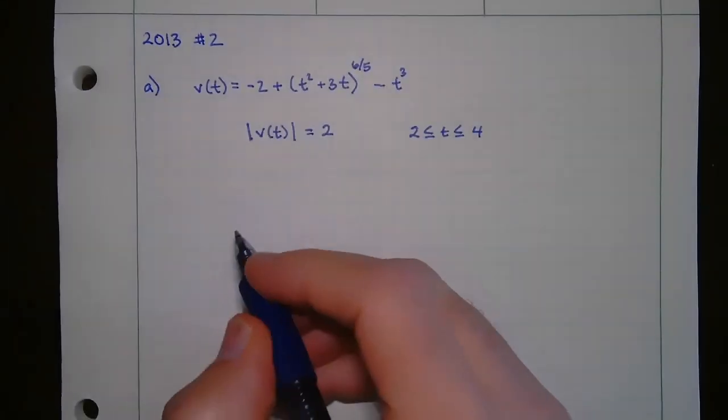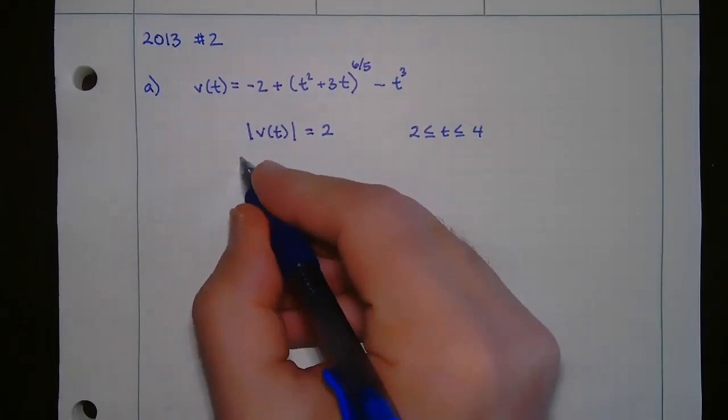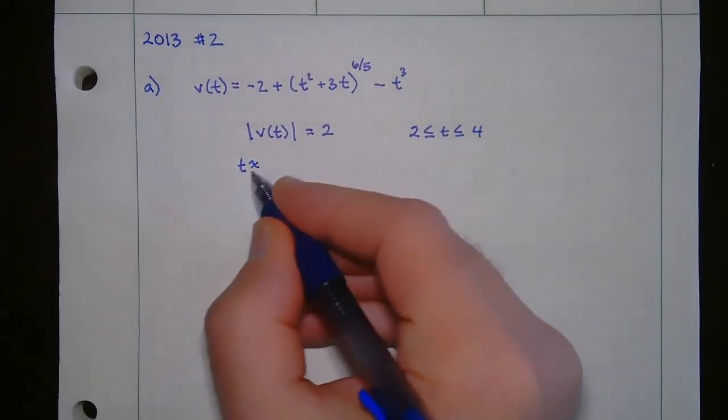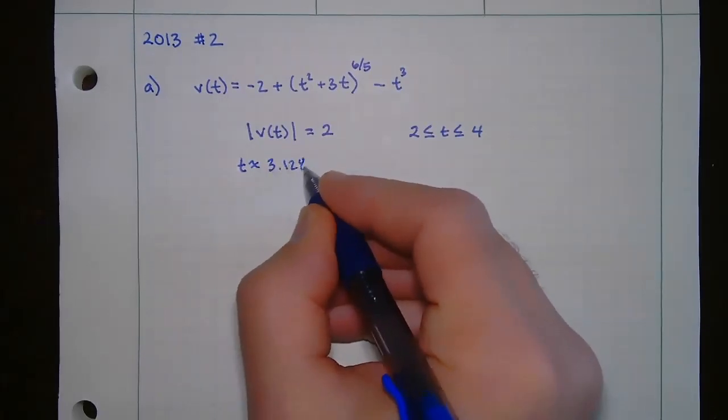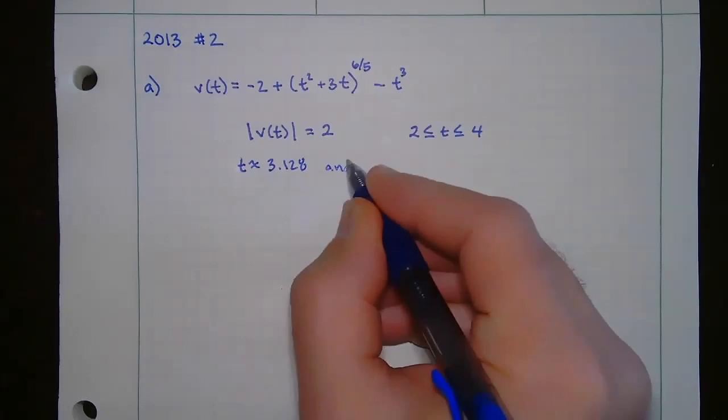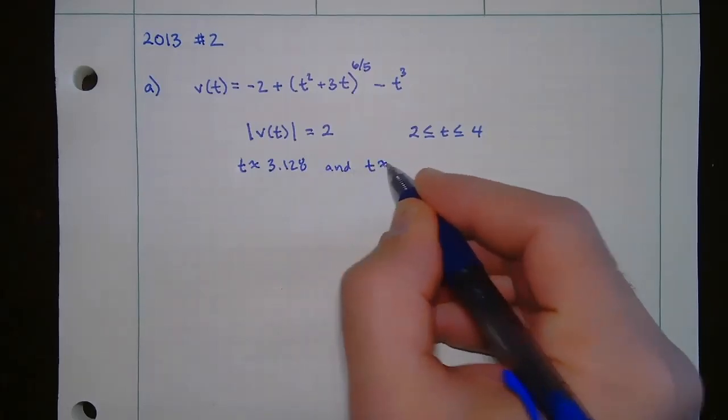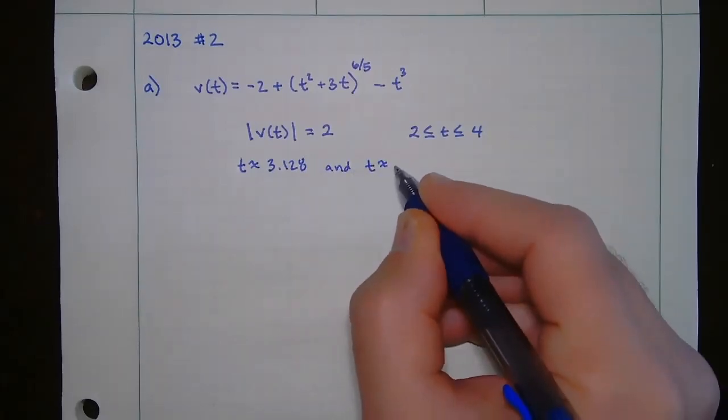Okay, so what we got for this was t from our graphing calculator. T was about 3.128. And also when t is about 3.473.